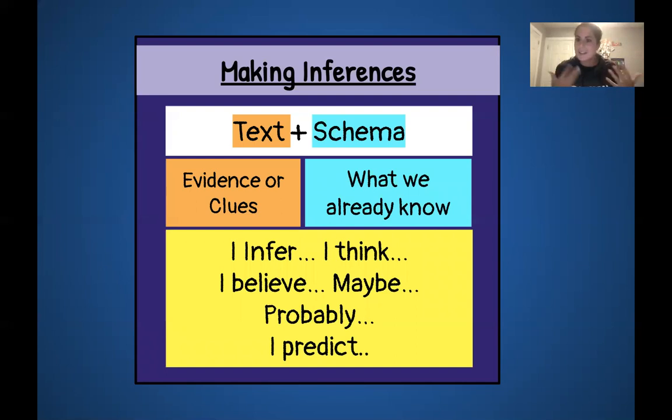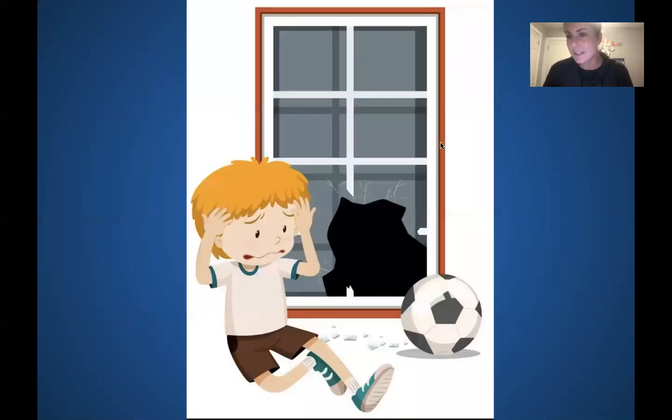We can use words like I infer, or I think, or I believe, or maybe, or probably, or I predict. Now, with I predict, what I want to say is we're getting an idea of what's going on, not necessarily what's going to happen next. We're figuring out what's going on right now, which is usually what we do when making our inferences.